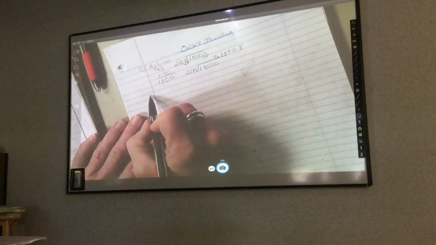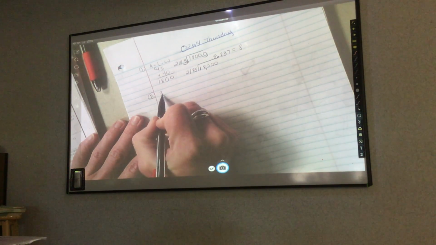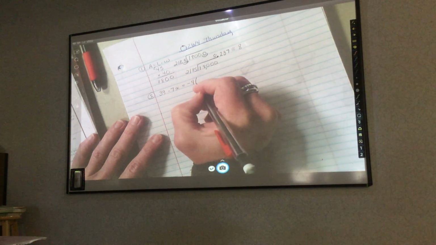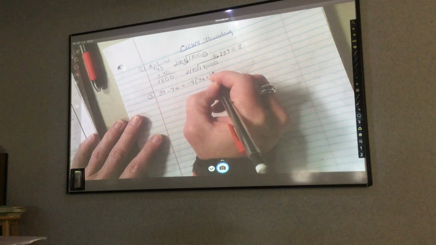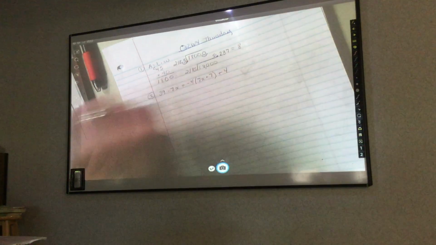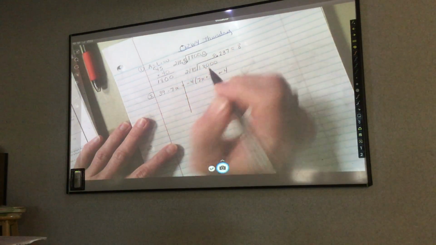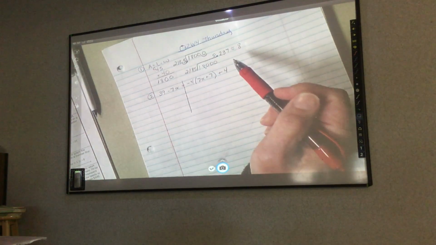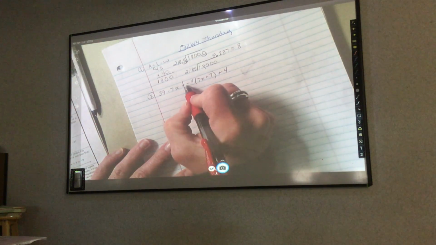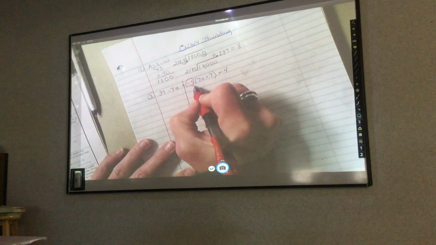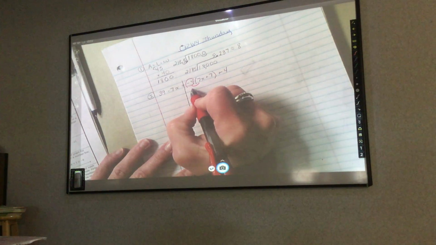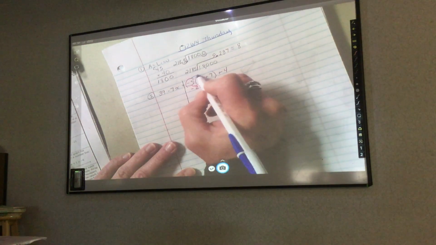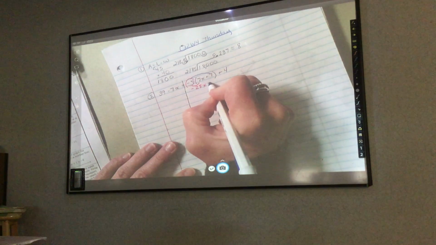Number 2, we have to solve 39 minus 7x equals negative 4 times 7x plus 7, plus 4. Draw your line. Before you combine anything or do anything, you have to do the distributive property because you have to do the parentheses. So I'm going to take this negative 4 times a positive 7x, which would become negative 28x. Then I do the negative 4 times a positive 7, which would be a negative 28.